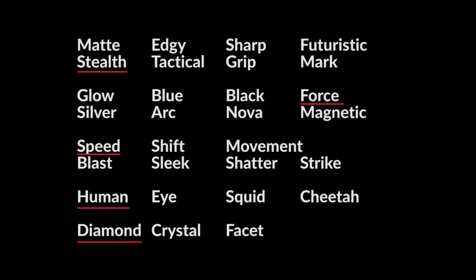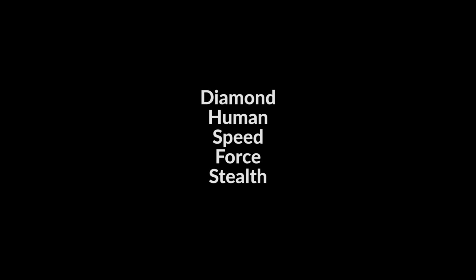This might mean that the word diamond might fit better than crystal or facet, so we choose one word per cluster until we have about 5 to 7 words that are driving our design forward. In this case, I'd probably choose diamond, human, speed, force, and stealth.